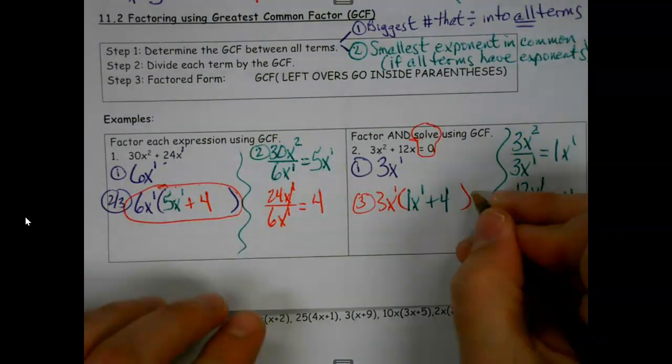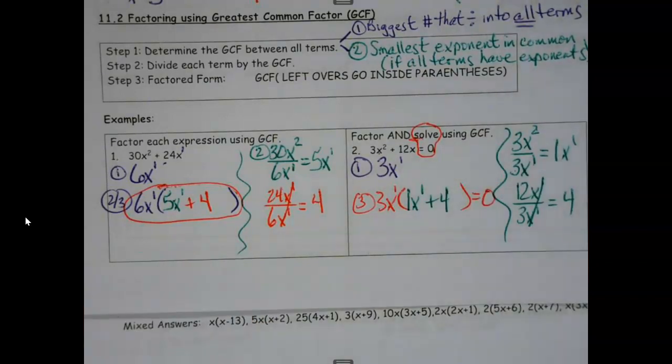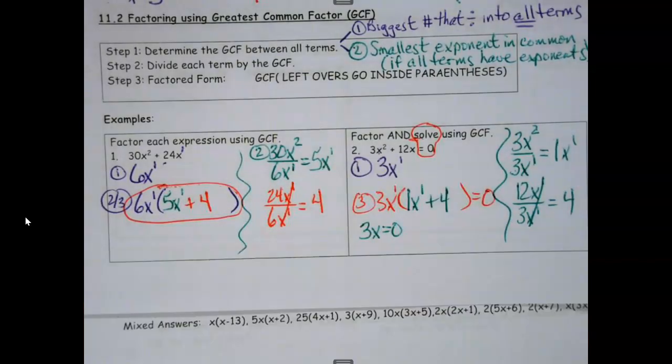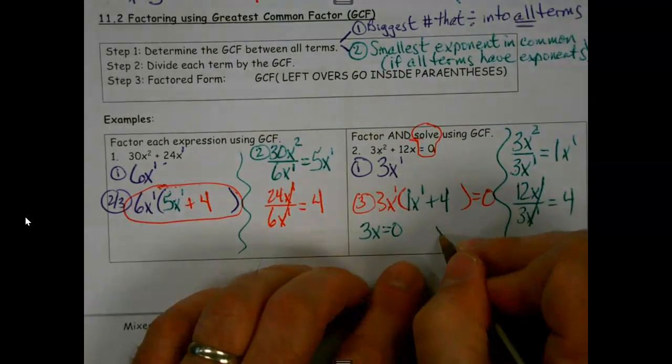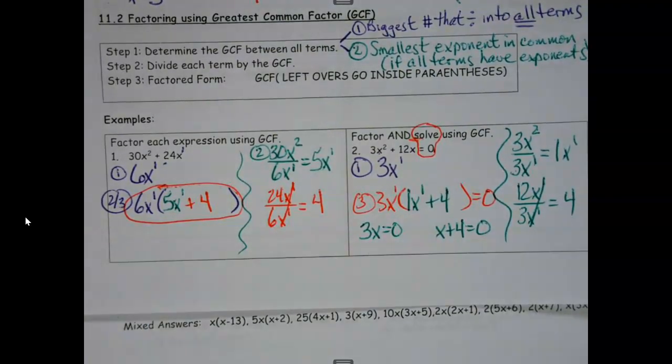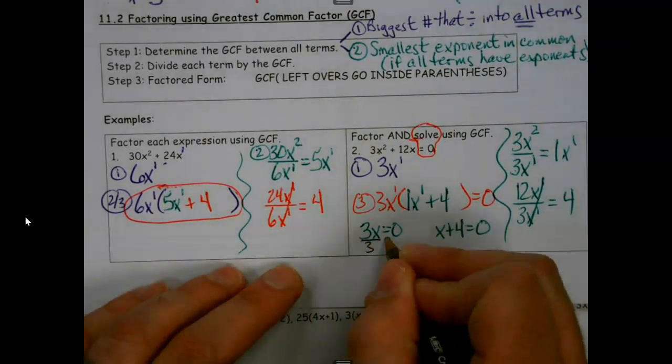Now, here's the difference with this one. Once I get here, this is like what we were doing yesterday. So my last step is to take each piece, so the 3x on the outside, the x plus 4 inside, and set those equal to 0 and solve the mini equations. So it's 0, so it's 0.